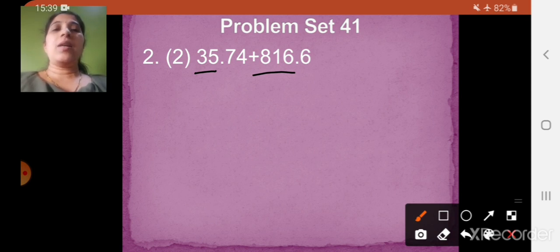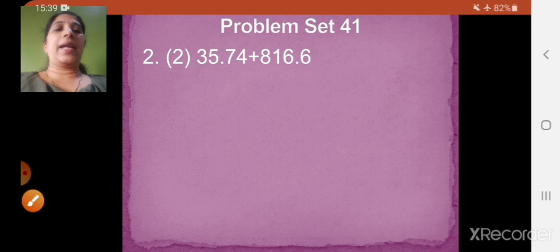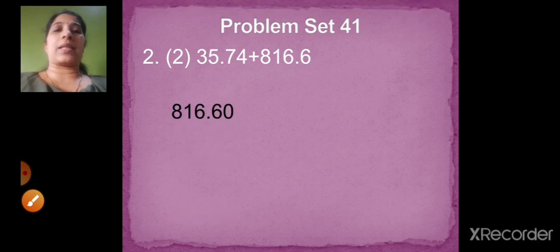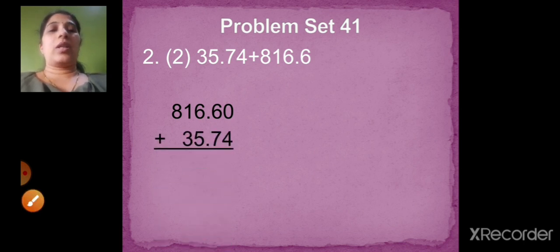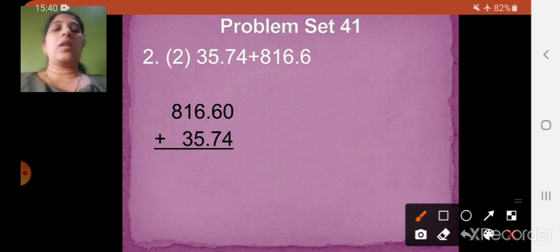So first we will take the bigger number, that is 816.6, and then we will arrange the second number as 35.74. Now you can carry out the addition. 0 plus 4, because after 6 there is no number, so I have written it as 0. So 0 plus 4 is 4 and 6 plus 7 is 13. So 3 written down, 1 carried over.